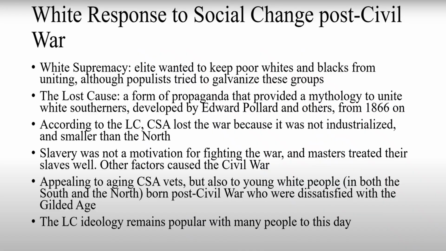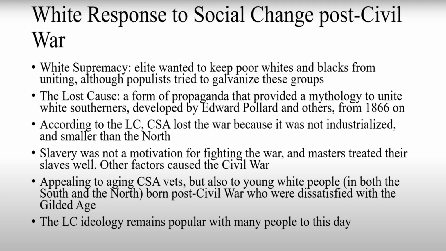African Americans are advocating for social change. They're advocating for resistance to the Jim Crow laws, challenging the Jim Crow laws. White Americans are also responding to the social change of the Reconstruction period and afterward, and they're responding in a very different way. White Americans, especially white Southerners, unfortunately, are embracing white supremacy.